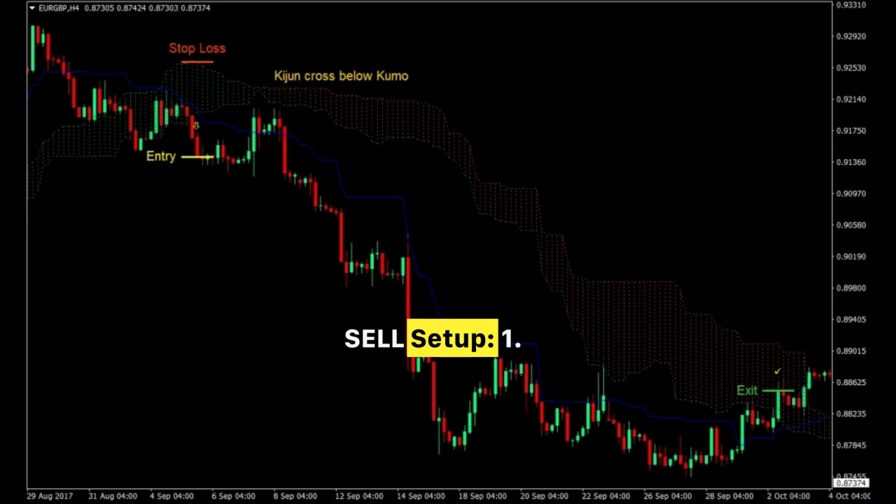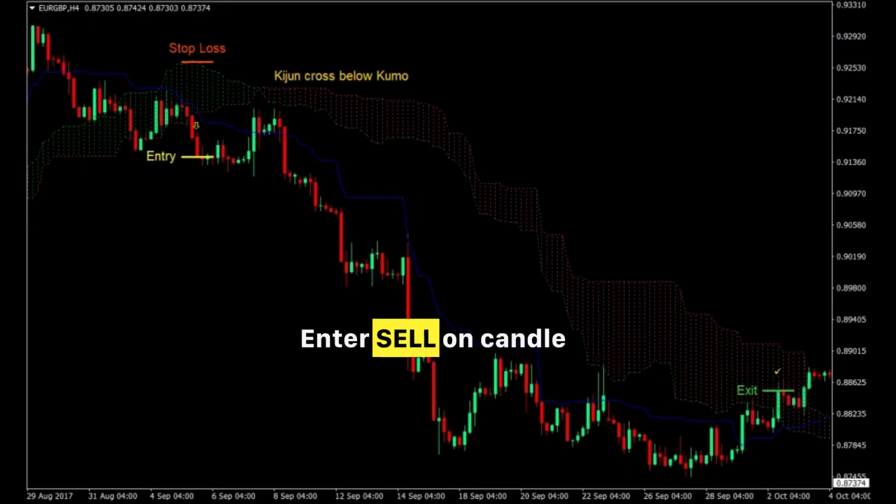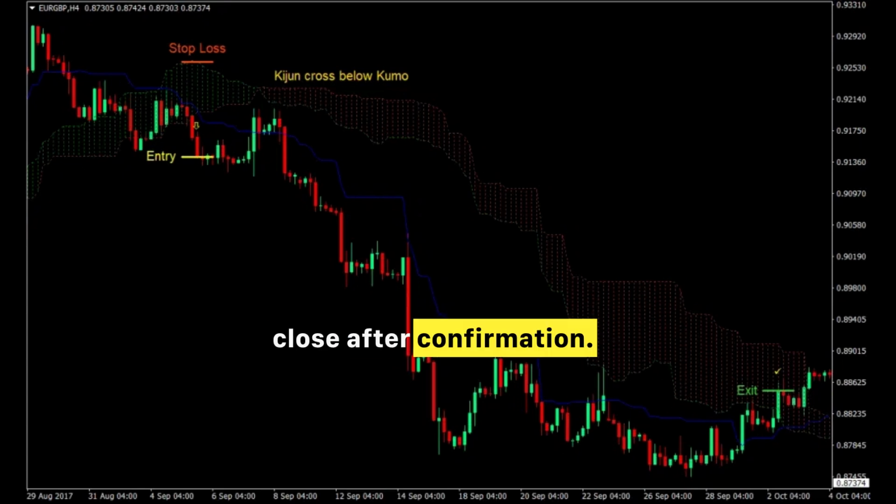Sell setup. 1. Price is below the cloud. Trend is bearish. 2. Leading Span A crosses below Leading Span B. The cloud turns bearish. 3. Tenkan crosses below Kijun inside or below the cloud. Bearish momentum. 4. Enter sell on candle close after confirmation.